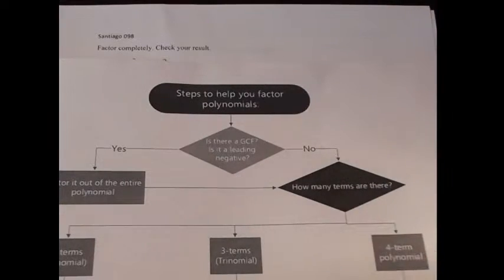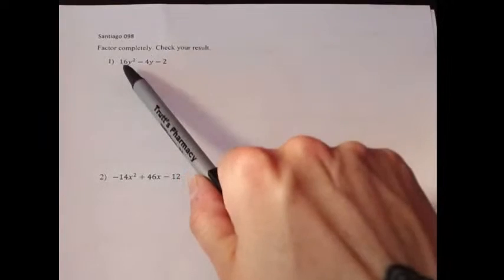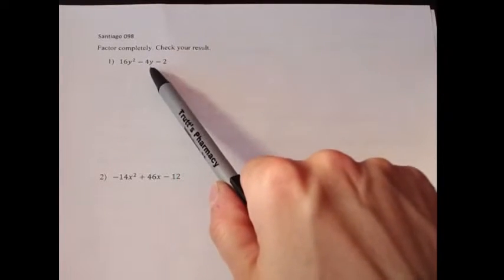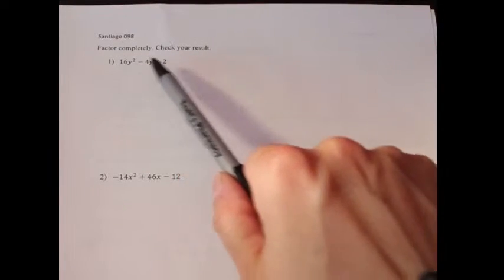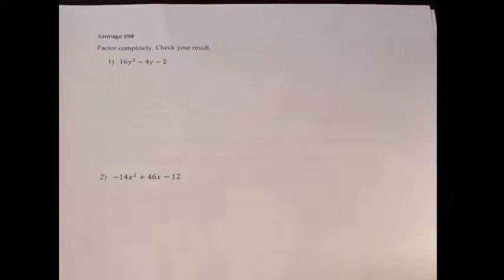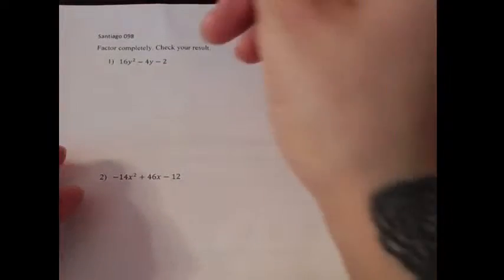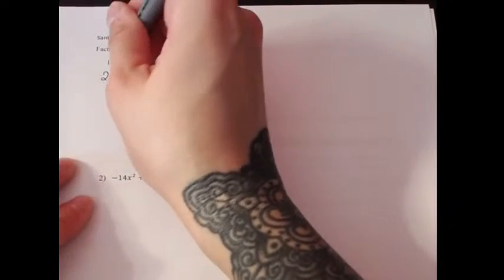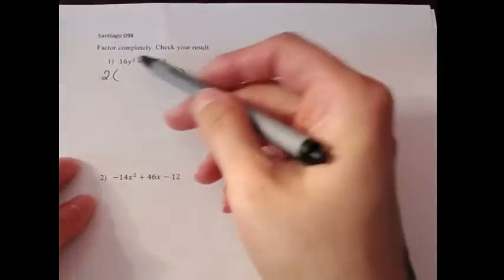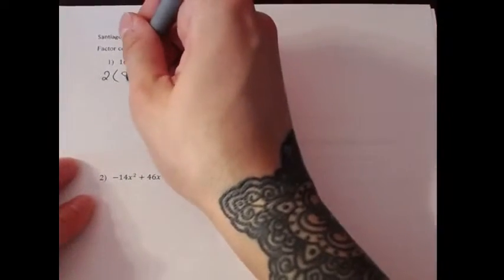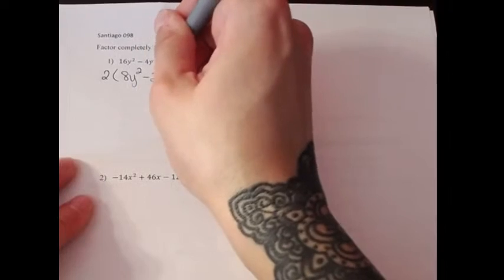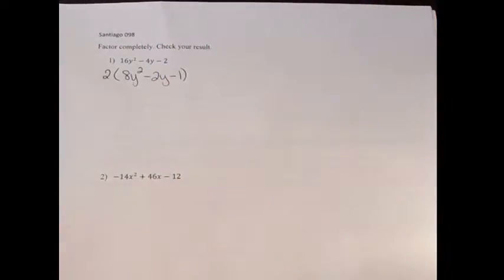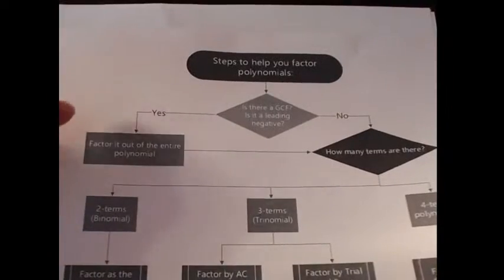The first thing: is there a GCF? Is it a leading negative? Take a look. 16y squared minus 4y minus 2. Aha! I definitely see that I have a GCF of 2. So I'm going to factor that out first. If I take a 2 out of each term, I'm left with 8y squared minus 2y minus 1.